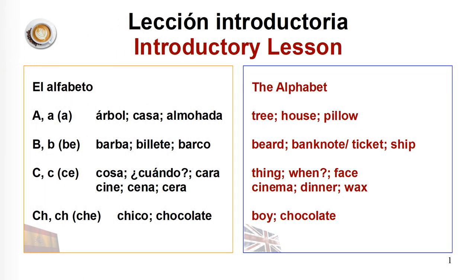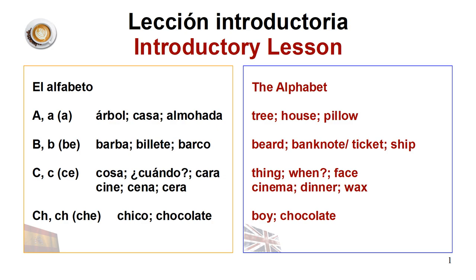Lección introductoria. Introductory lesson. El alfabeto. A. It is always pronounced wide open, as in árbol, tree, casa, house, almohada, pillow. B. As in barba, beard, billete, banknote, ticket, barco, ship.